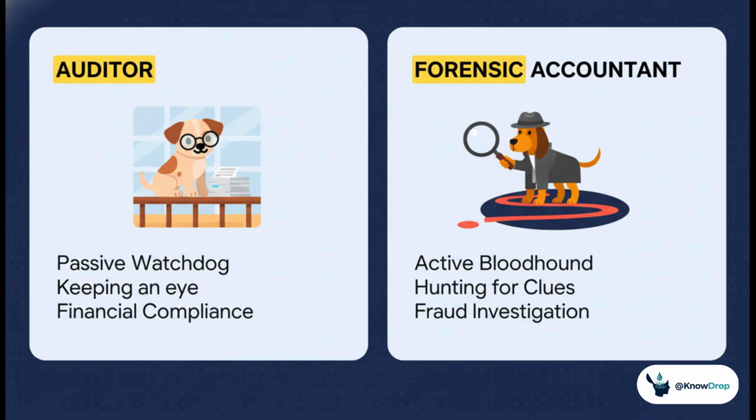And a bloodhound is a breed built for hunting. You don't just sit back and watch. You're actively hunting for information. You're aggressively picking up the scent of fraud, and you literally search for errors and hidden trails.